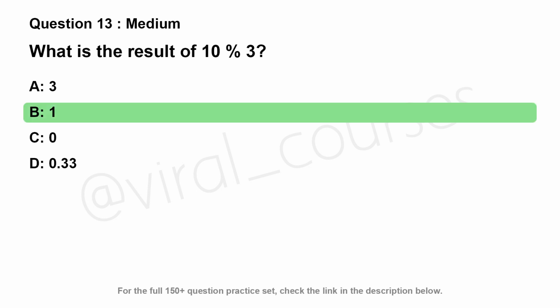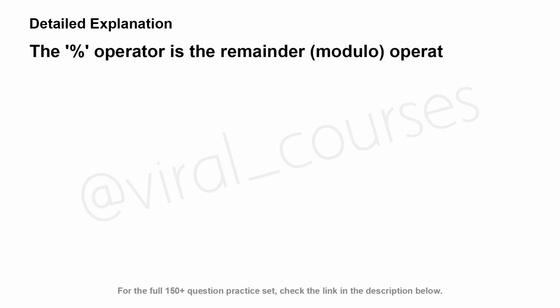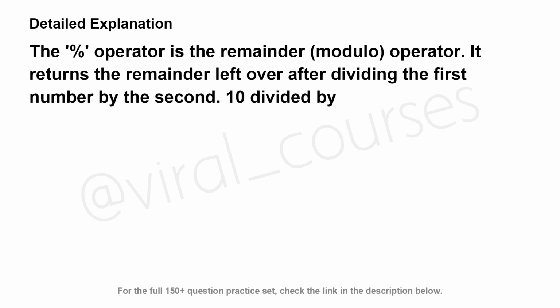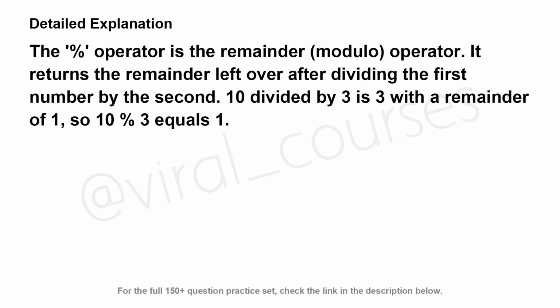The correct answer is B. The percent operator is the remainder, or modulo, operator. It returns the remainder left over after dividing the first number by the second. 10 divided by 3 is 3 with a remainder of 1. So 10 % 3 equals 1.